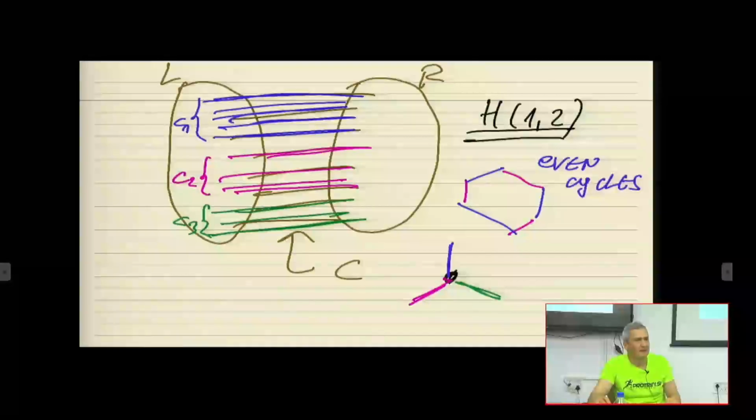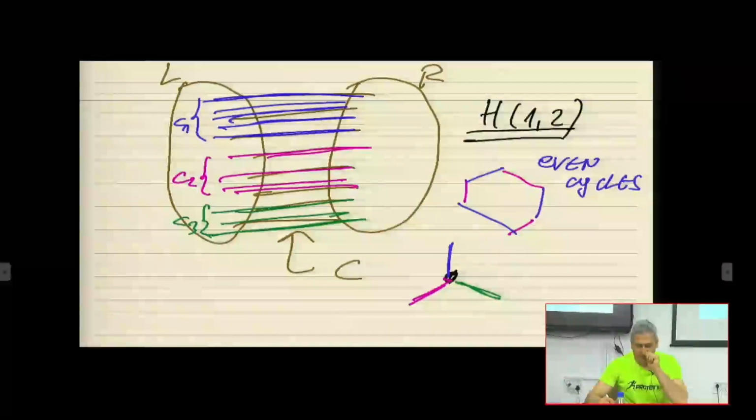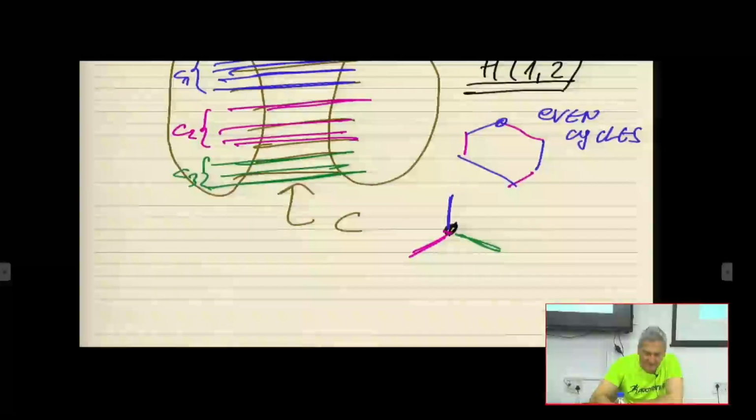Okay? Can you repeat this? Why is it a cycle? So at every vertex we have all three colors.